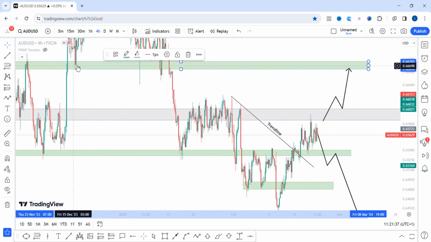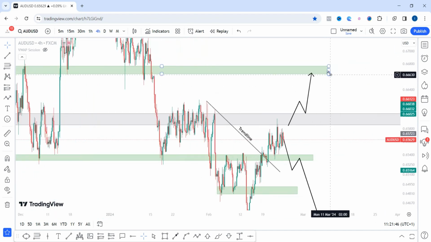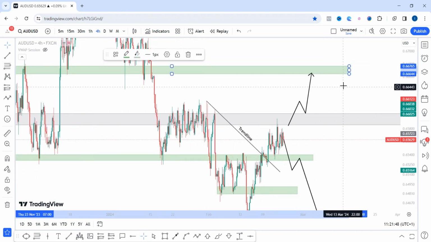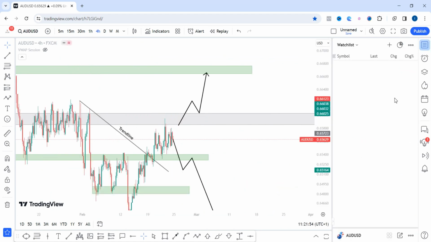If you look left, it has been used as an area of resistance previously, and as an area of support previously. So that will be the next target where I'll be expecting price to react. Plan A is bearish. Plan B is bullish. So that is my view on AUD USD.